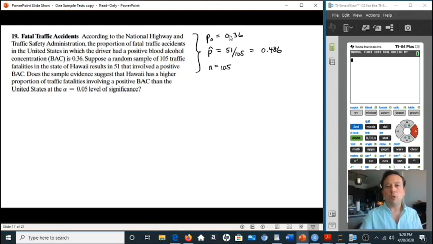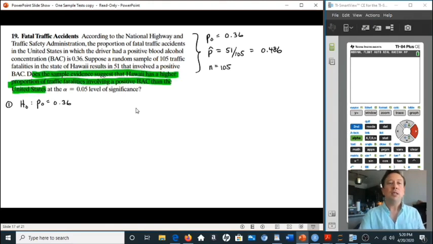The status quo, which is something that's already believed to be true or something that's already been decided or published, is your p0, your null proportion value. So that becomes your null hypothesis. That's what is believed to be true, so we say that's what it equals. Next, we're looking to see if Hawaii has a higher proportion. So what we're testing is that the proportion for Hawaii is higher than 0.36.